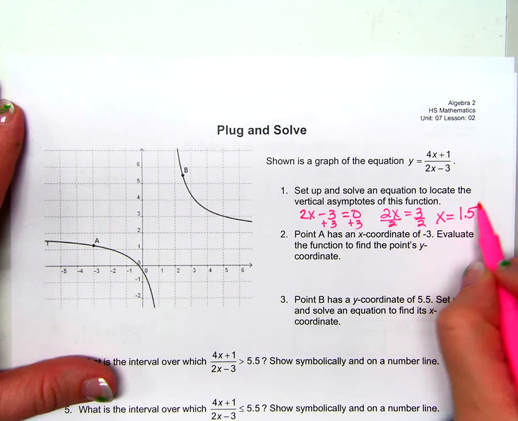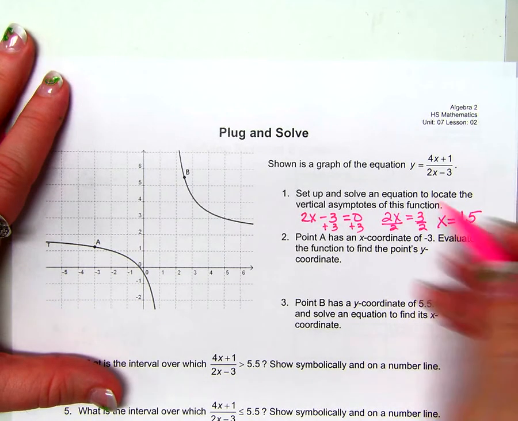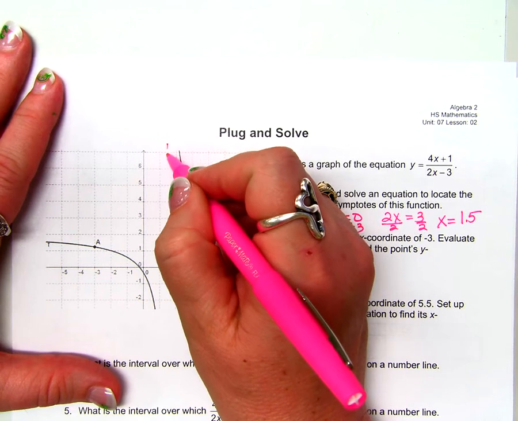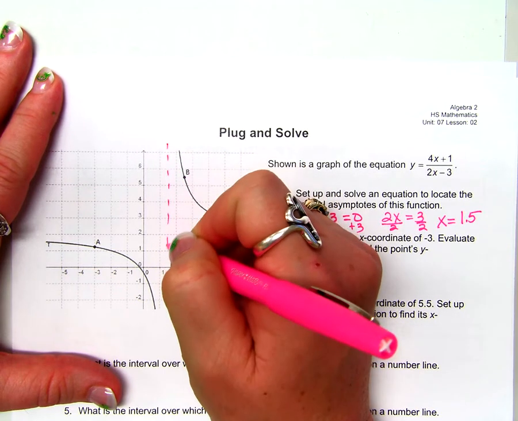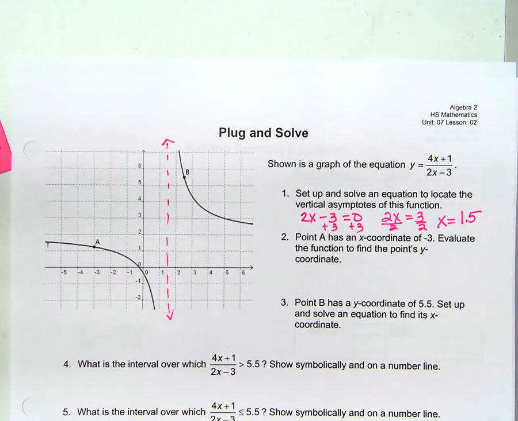1.5 is probably a little bit better because we're going to need to find it on a graph. Now, is 3 halves a wrong answer? No, you know very well as I do that that's not a wrong answer. But since we are trying to find it on a graph, we probably want to have the decimal so we can find it a little easier. So I'm going to go ahead and draw that in. That's a vertical asymptote.